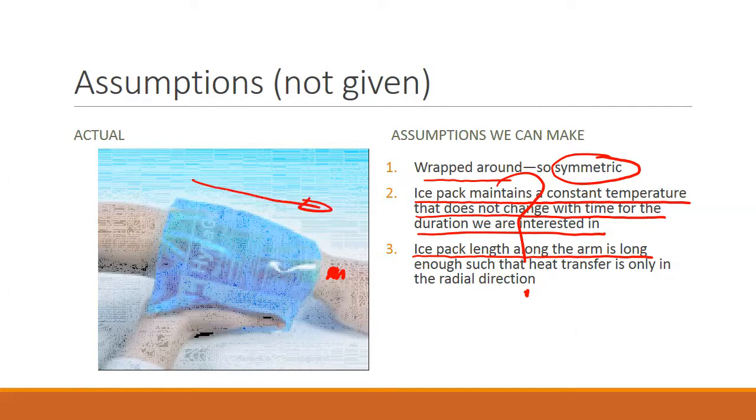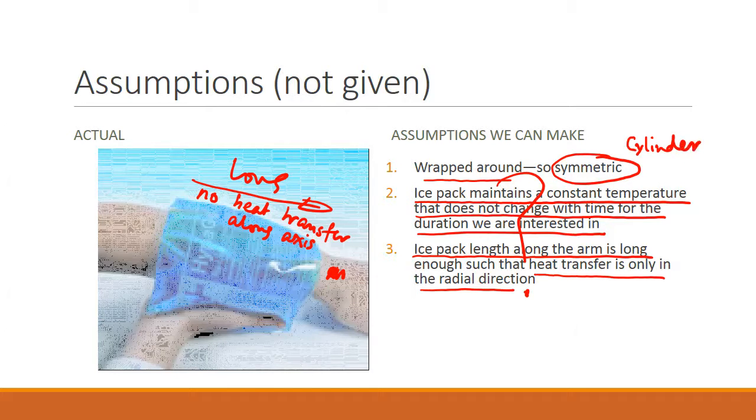This is long. So long that we can assume that the heat transfer is only in the radial direction. So no heat transfer along the axis. So as we assume this to be a symmetric one, we're kind of looking like a cylinder here. And let's see the next assumption.